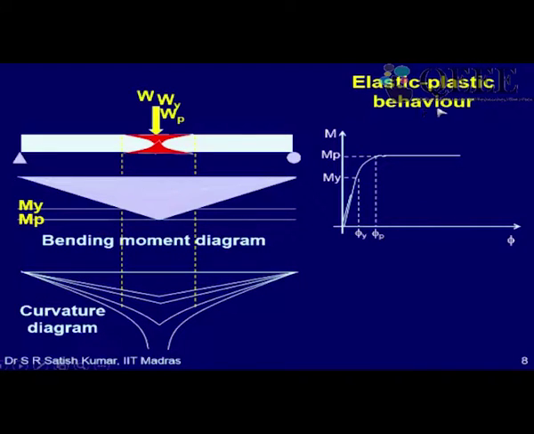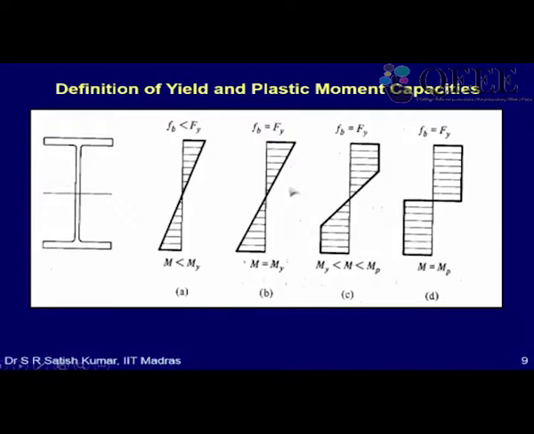So this is called the elastic plastic behavior, and we need to now develop a theory to use this and calculate the collapse loads that beams can take. So what is the value of WP, with reference to WY, that the beam can take? That is what we are now looking at.